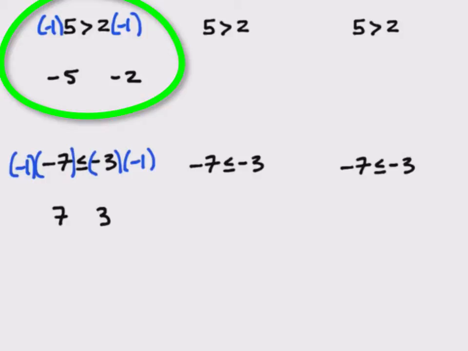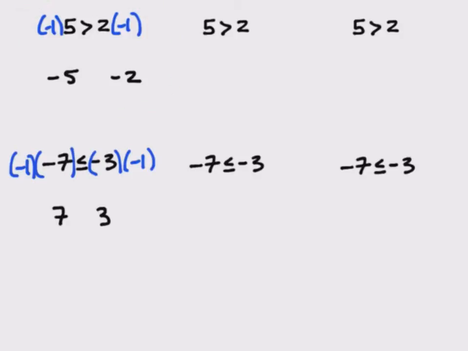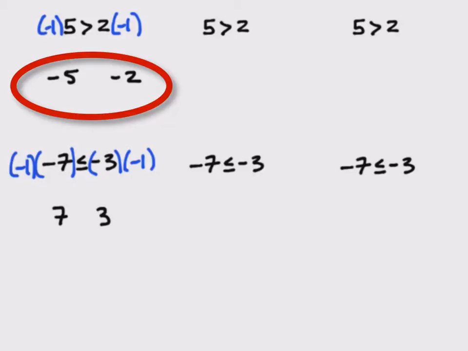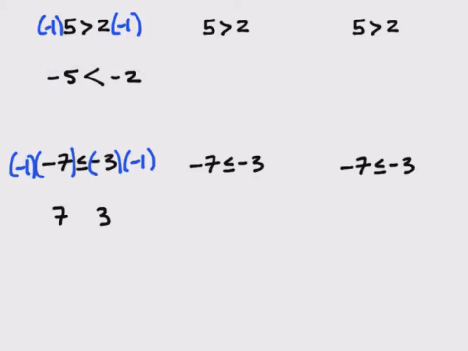When we originally had 5 is greater than 2, and we multiplied both sides of the inequality by -1, we ended up with two numbers for which we would have to switch the direction of the inequality to make this statement remain true. So that's interesting. When we multiplied by -1, we had to switch the direction of that inequality.